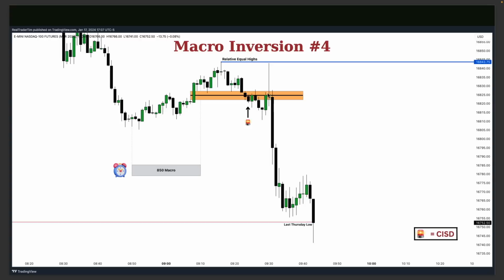Now, if you were to enter on this inversion short, your stop loss would have been above this swing high. Obviously, you almost got stopped out. But focus on the logic behind what occurred here. This BISI was formed during the 850 macro, change in the state of delivery when we close below it. You can get short there and target last Thursday's low, which of course is just our session low that's in our closest proximity to our entry.